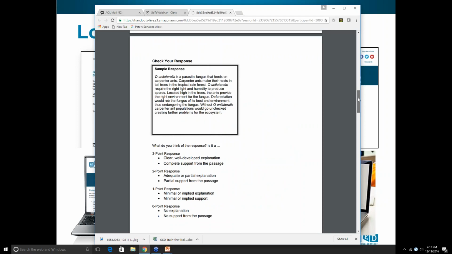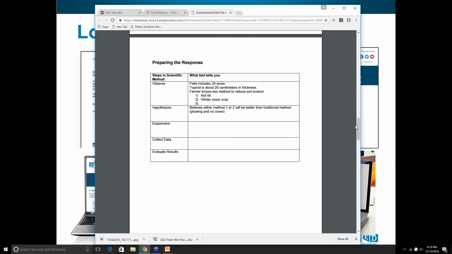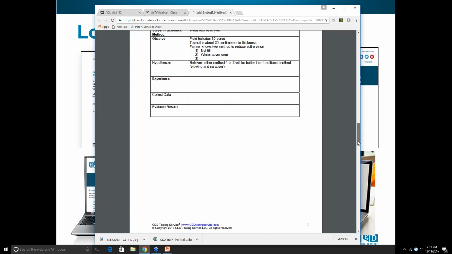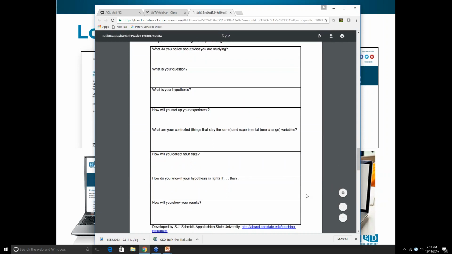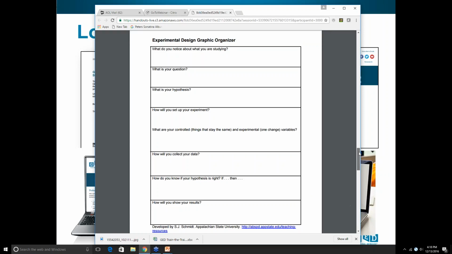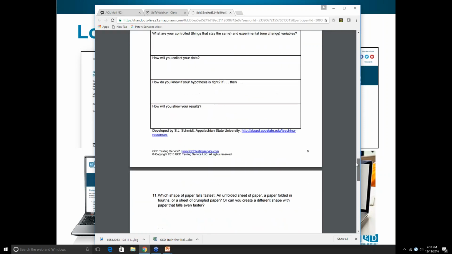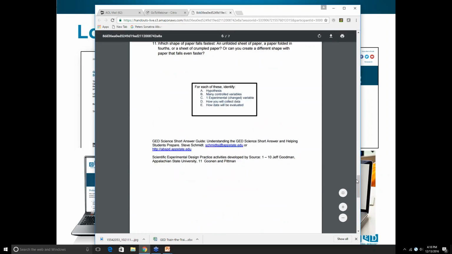The next page, you have preparing the response, which goes into looking at what we just did with the experimental design. That's a great little simple graphic organizer for students to use that they can go through and plug in all that information. And as Bonnie said, then they have everything they need right in front of them in order to answer the question. We have provided you with the material from Appalachian State University that Steve Schmidt has worked with, as well as looking at a couple of other resources that are included in that.